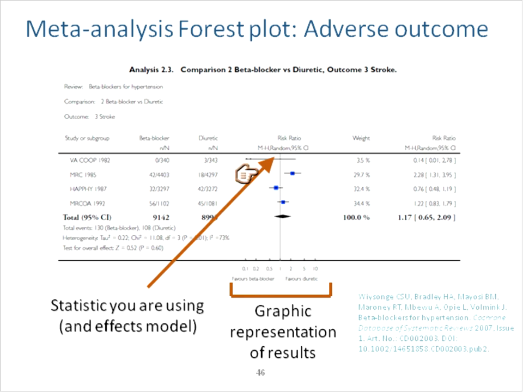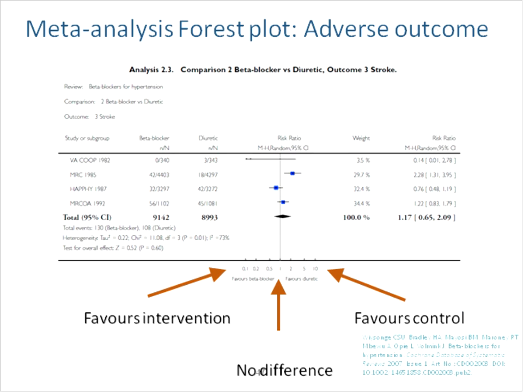And this is the graphic representation of the results. This is visually what each of the studies look like. Down here, the scale is showing that when the data are on this side, for each of these trials, each of these data points, then you're saying that it's favoring the intervention for that outcome.